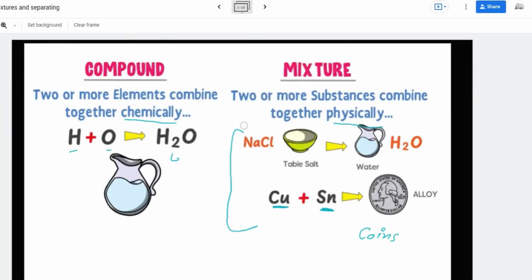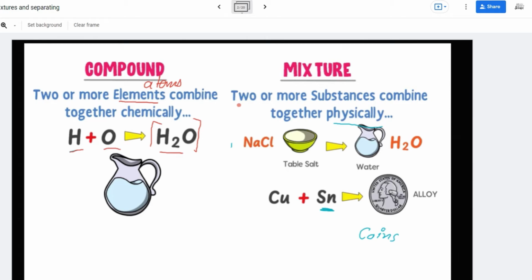So over here, a compound forms when two or more elements combine. Don't get confused with elements and atoms. They are the same thing. Elements mean exactly the atoms, the same atoms. So two or more elements, or you could just use the word atoms if it suits you, combine together chemically. So here, hydrogen and oxygen, two different atoms, if they combine together chemically, will make a totally different substance, which is water, H2O.